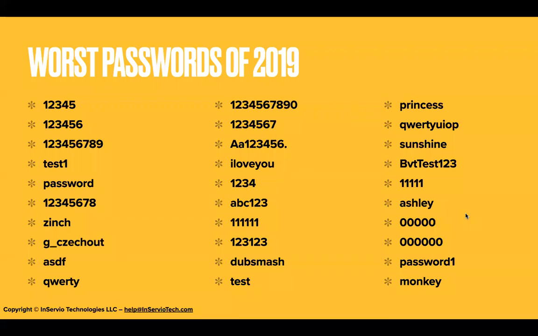So here is a list of the top. There's more than this. The list was from Forbes from 2019. I think there were 100 items on the list. These are the top 30. So take a minute. Look at this list. Does it look familiar? Do you see anything on there you may have used? And if the answer to that is yes, then you definitely want to change that password.